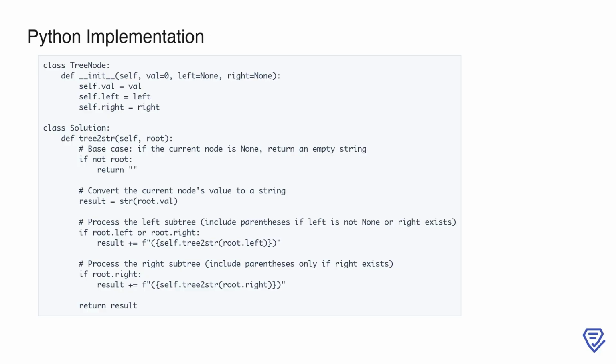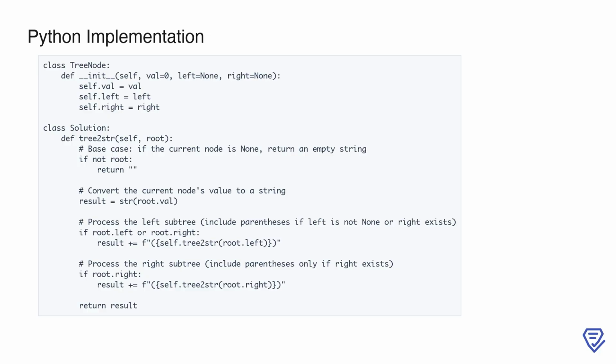For non-none nodes, the function converts the node's value to a string and initializes the result variable with it. For left subtree processing, the function recursively processes the left subtree. Parentheses are added around the left subtree's string representation if the left child exists or if the right child exists. This ensures that the parentheses are correctly included even when the left child is absent but the right child is present.